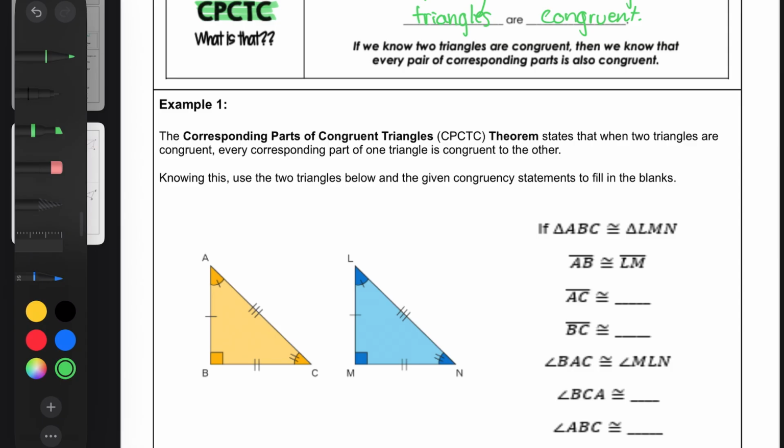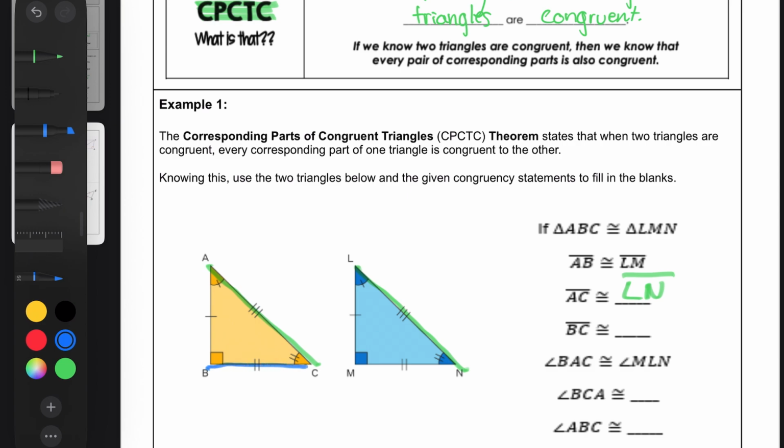So the corresponding parts of congruent triangles theorem states that when two triangles are congruent, every corresponding part of one triangle is congruent to another. Knowing this, use the two triangles below and the given congruency statements to fill in the blank. So we have AC here. AC is the side of this right triangle. It's going to be congruent to LN, okay? By corresponding parts of congruent triangles are congruent.